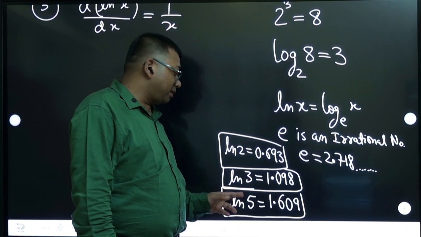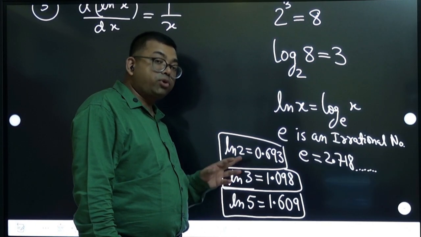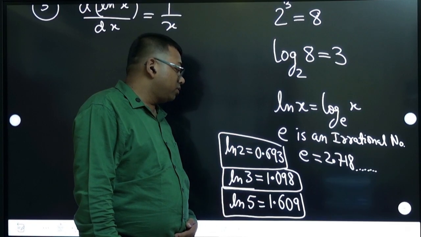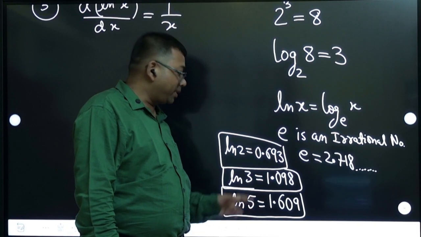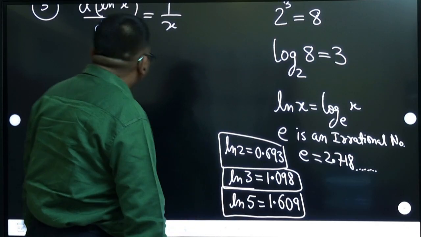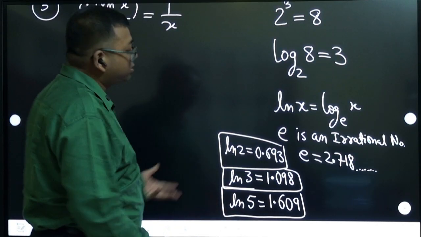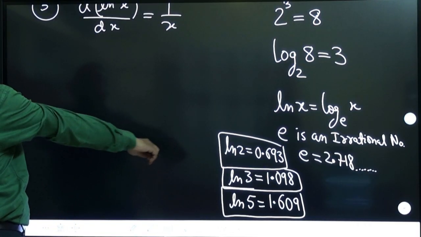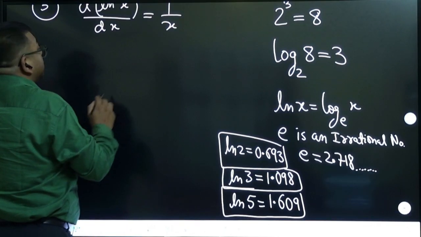But ln 3 and ln 5 we don't use. Unfortunately, if they give it in the question and you don't know the value, then you are in trouble. So better remember it. At least during approximation, it will be helpful. Okay, so you need to note that the ln x differentiation formula is this.